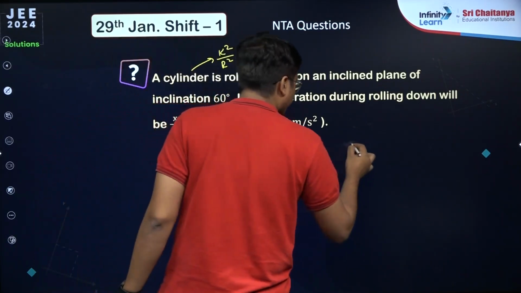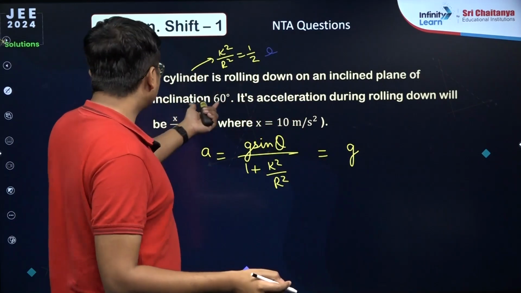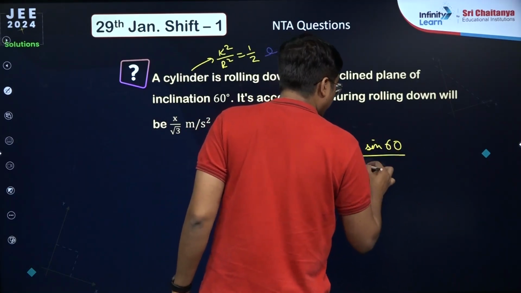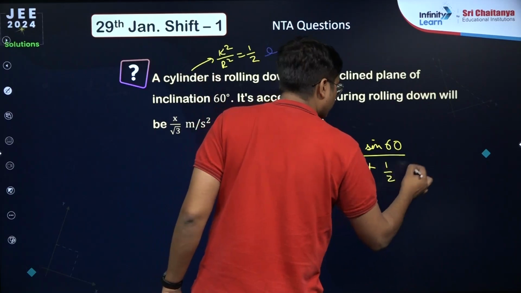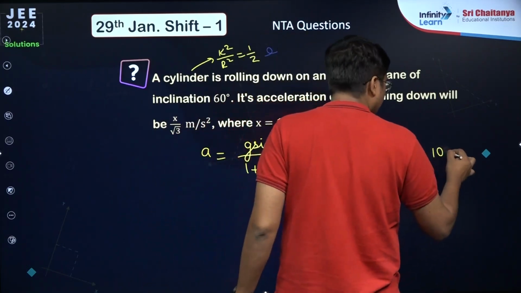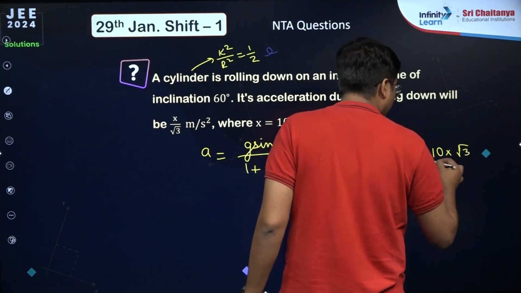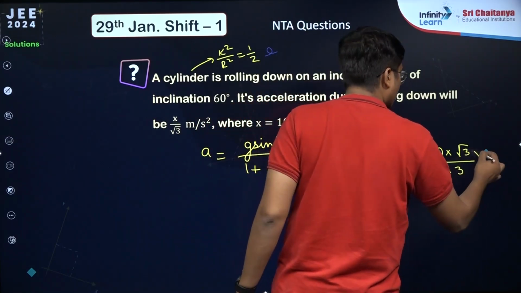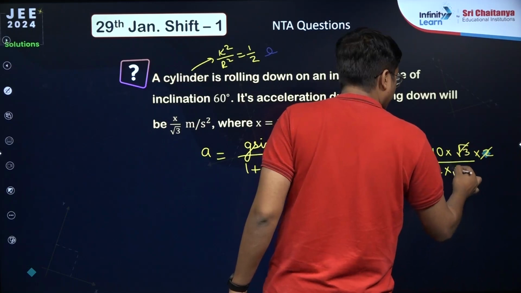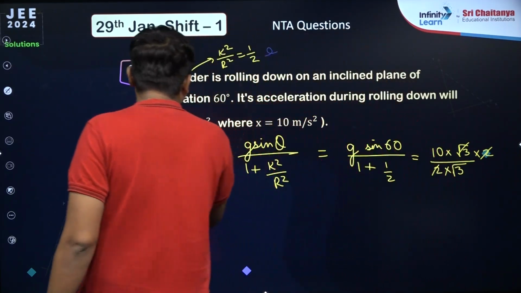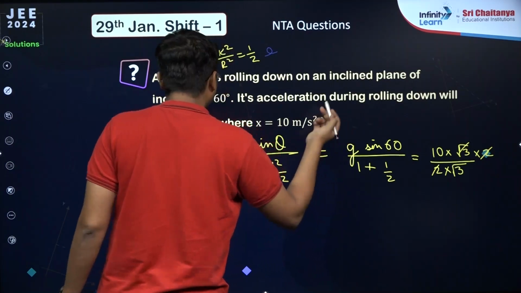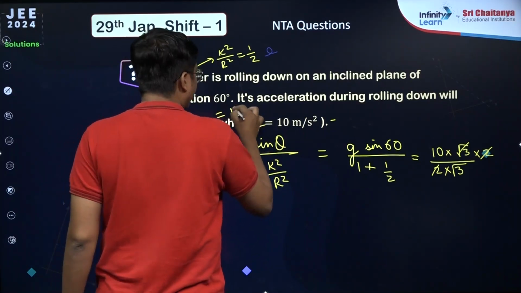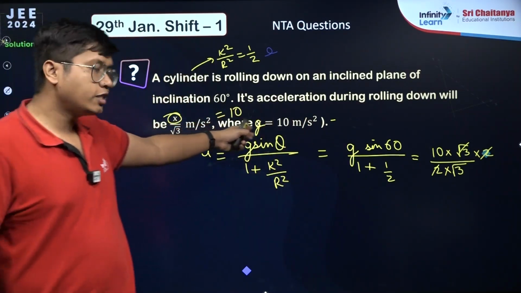We put that in here, g into sine of theta, sine of 60 divided by 1 plus k square by r square is equal to half. So we have g is 10 into sine 60 is root 3 divided by 2 multiplied with this 2 by 3. Cancel the 2's out, put this root 3 here. So we have 10 divided by root 3. So this x is equal to 10, where g is taken as 10 meters per second square. They have technically given the answer in a way, but in the question it's actually g given as 10.